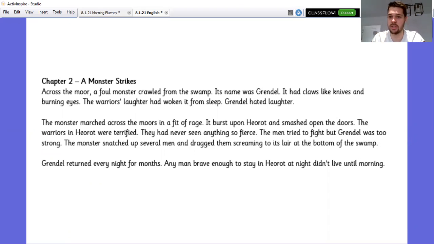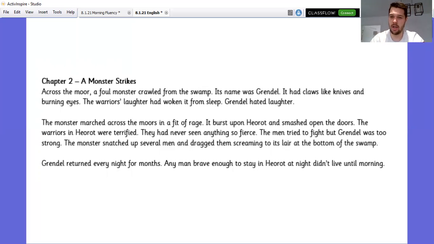It burst upon Heorot and smashed open the doors. The warriors in Heorot were terrified. They'd never seen anything so fierce. The men tried to fight, but Grendel was too strong. The monster snatched up several men and dragged them screaming to its lair at the bottom of the swamp. Grendel returned every night for months. Any man brave enough to stay in Heorot at night didn't live until morning.